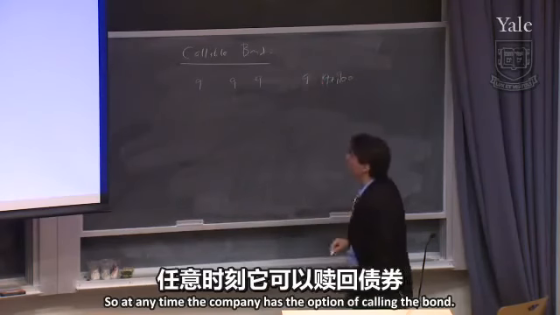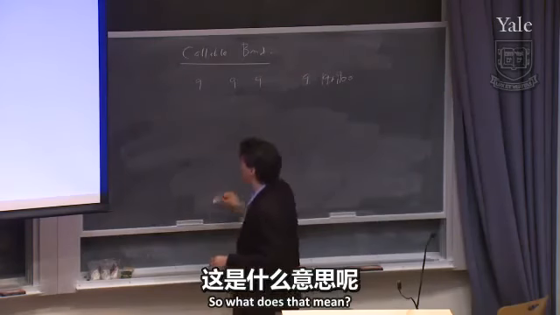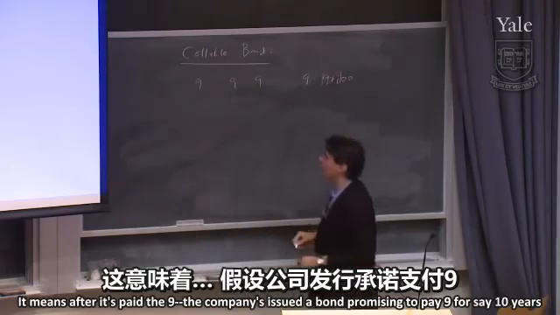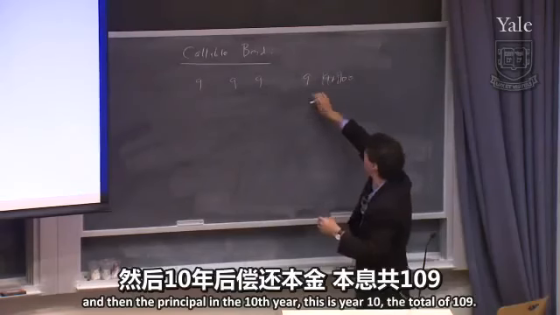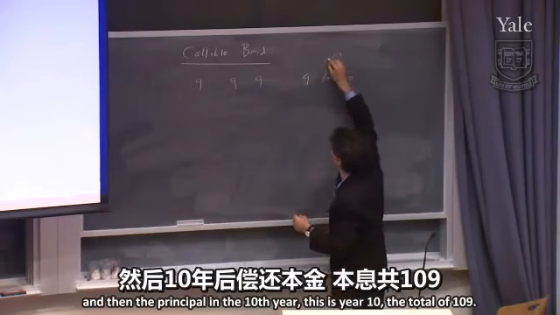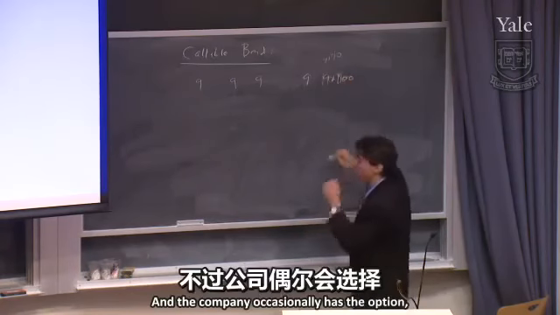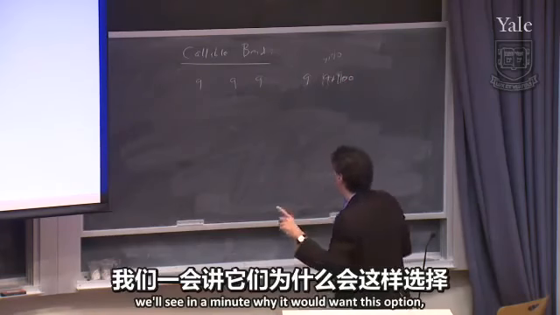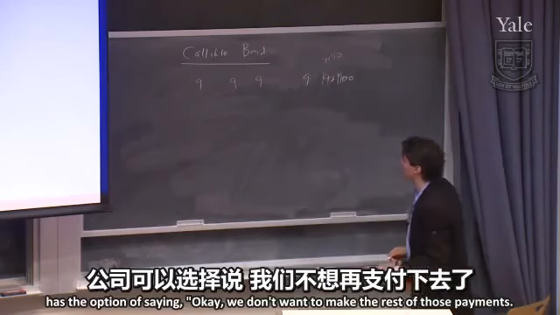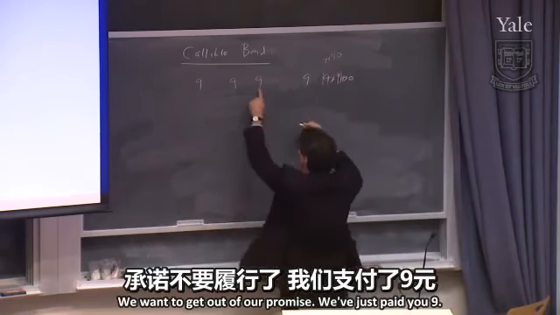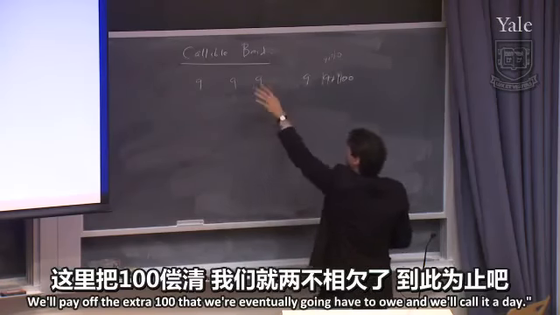So here it's 9. At any time, the company has the option of calling the bond. So what does that mean? It means after it's paid the 9, the company has issued a bond promising to pay 9 for, say, 10 years, and then the principal in the 10th year, the total of 109. That's the simplest possible bond. And the company occasionally has the option, we'll see in a minute why it would want this option, of saying, okay, we don't want to make the rest of those payments. We want to get out of our promise. We've just paid you 9. We'll pay off the extra 100 that we're eventually going to have to owe, and we'll call it a day.